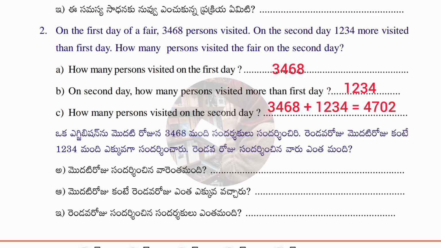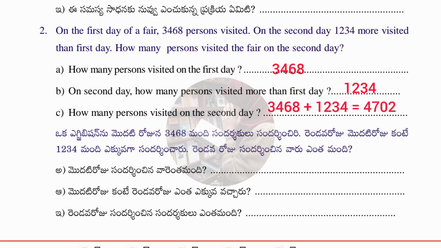Okay. Third question, how many persons visited on the second day? Now you have to add both, means first day persons plus more persons visited on the second day. 3468 plus 1234. You will get the answer as 4702. I already told you, whenever you see the word more in the problem, you have to add. If you see the word less in the problem, you have to minus it, means you have to do the difference. Okay, so here the answer is 4702.